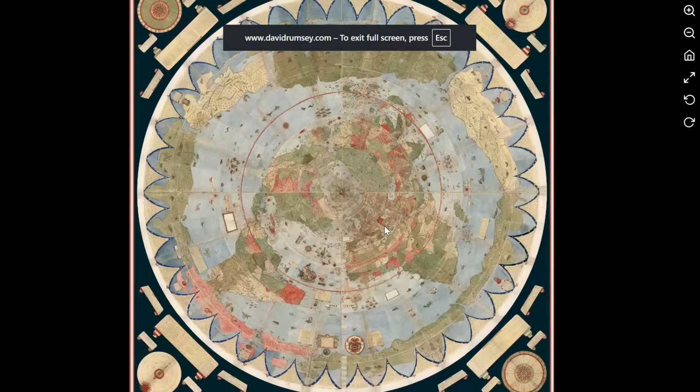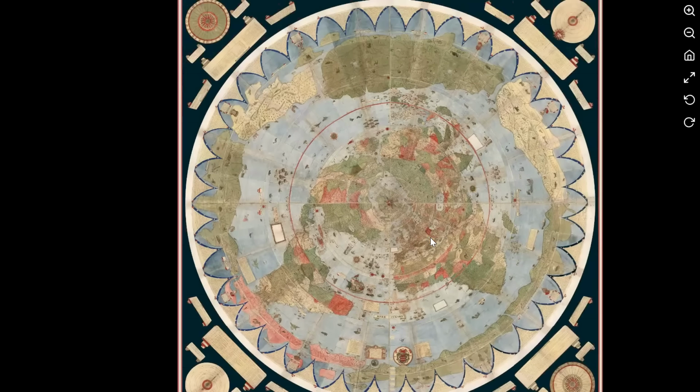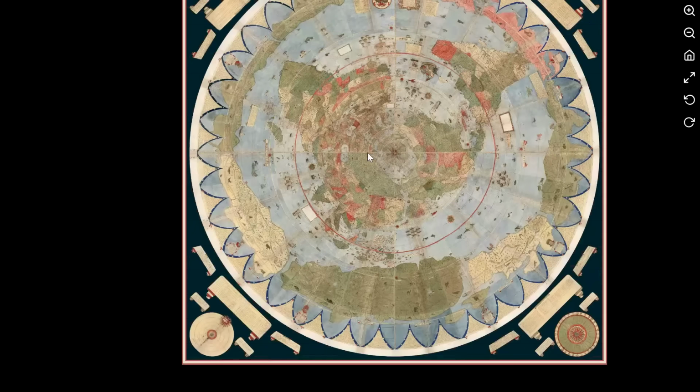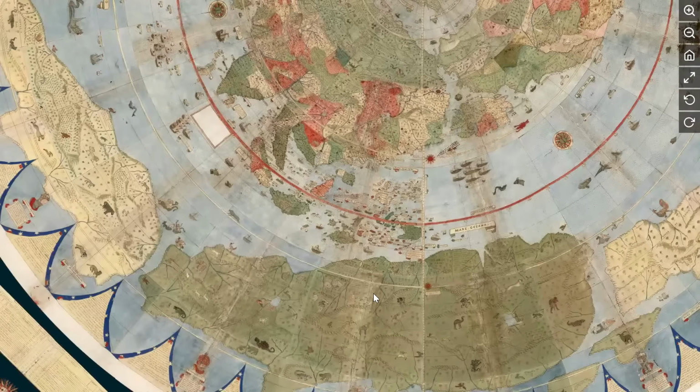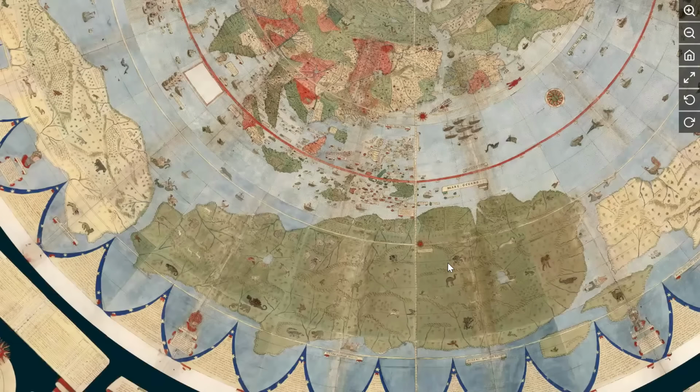This is a map from 1587, the Monty Planisphere. And as you can see, we've got Africa, South America, and so around here we have Asia. Okay, so this is where Australia should be. But as you can see, there is a landmass there, but it does not look like the Australia that we've been shown.